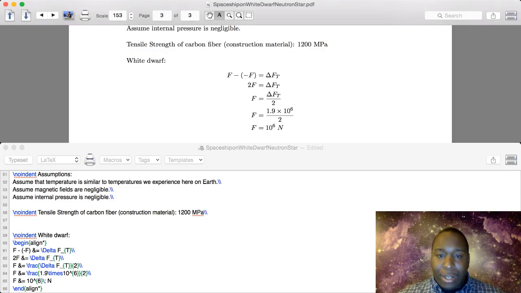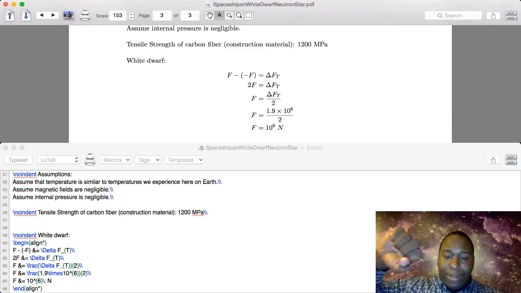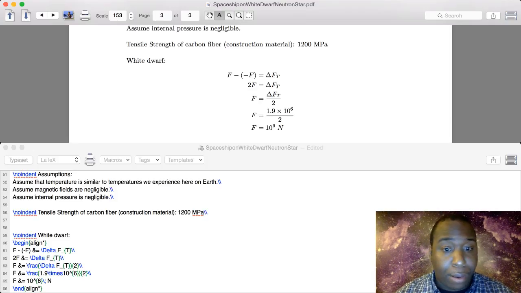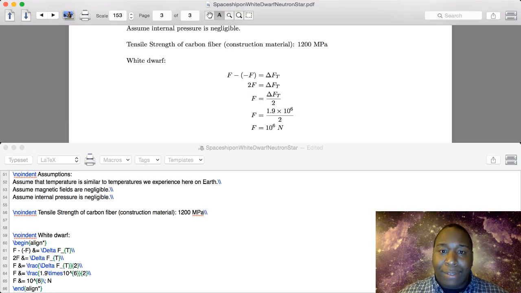And so now we're imagining we have our space shuttle. We're pulling it from both ends with the force of a meganewton essentially on both ends. And so now we need to be able to determine exactly, well, what is the cross-sectional area that we're actually applying this force to?